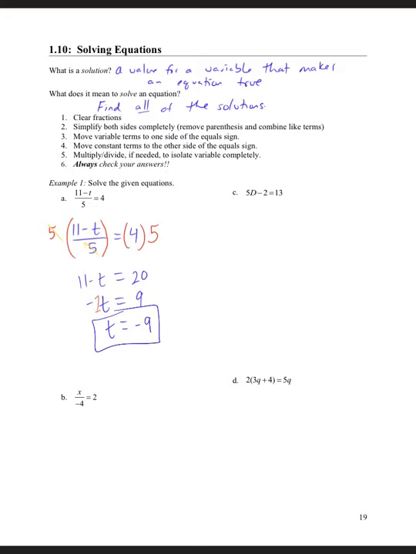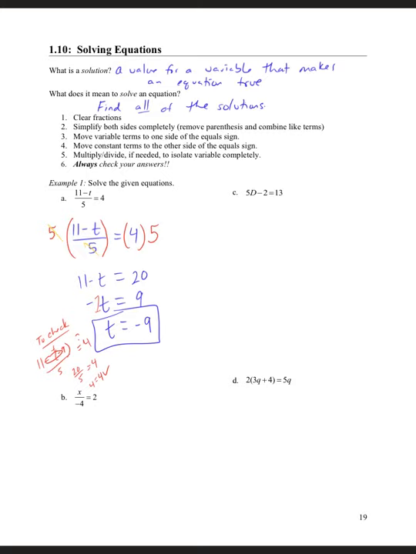And then again, you'd always want to make sure you check your answer. So I'm just going to squeeze that in over here. To check this, you would have 11 minus a negative 9 divided by 5, and we want to know, is that equal to 4? Well, this would be plus, so 20 divided by 5 is going to be 4, so 4 equals 4. That means we did the problem correctly.